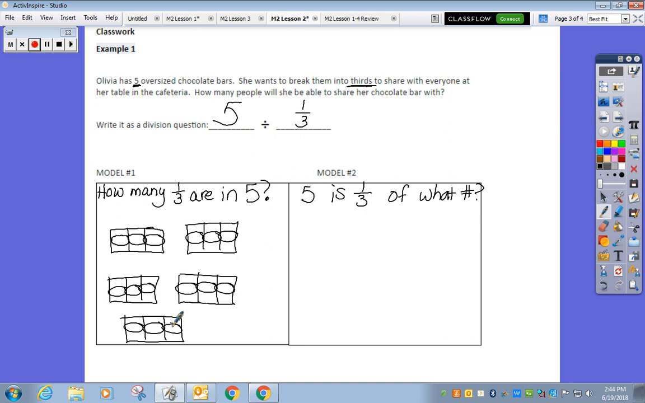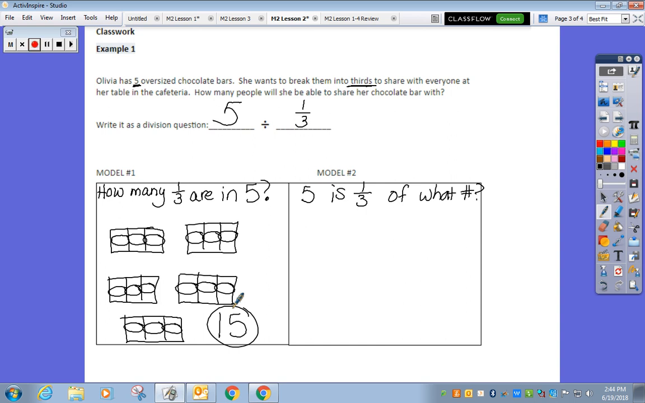And when I'm done, I'm going to count how many circles I made and see that I get 15. Okay, so that's one way you can interpret a whole number divided by a fraction. The other way is to say 5 is 1/3 of what number?